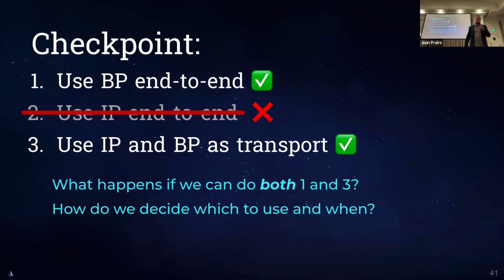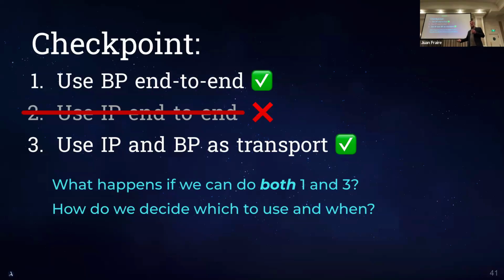What happens if we can do both 1 and 3? That would be really cool. But how do we decide which to use and when? What I mean by this is, let's say I've got a pretty smart end device built for the lunar environment, some kind of funky lunar laptop. And it has a stack which is native BP and a stack which is IP. So it's dual stacked, and it can do both.